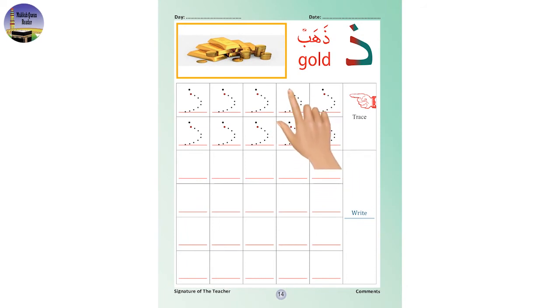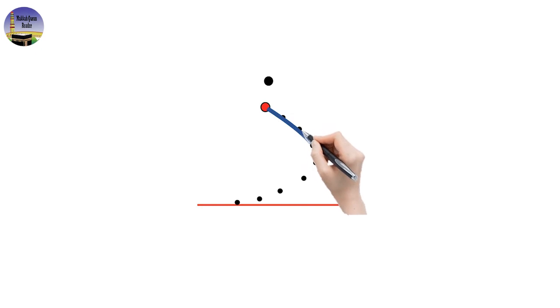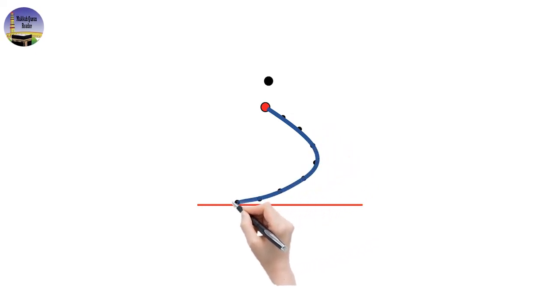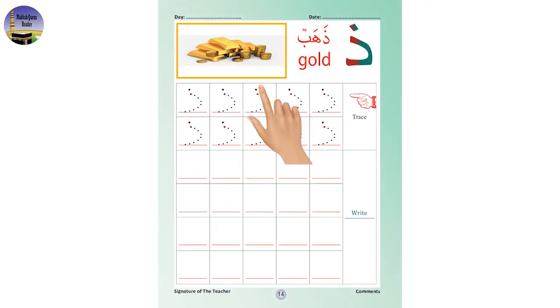Second one. Arabic starts from the right side. Start from the red dot. Then slide down. Make a big curve in the left and touch the red line. Give one dot above the letter Zal. Zal for Zahabun.